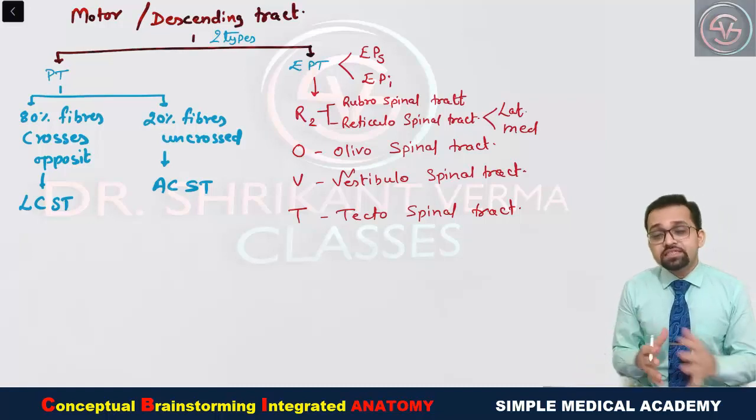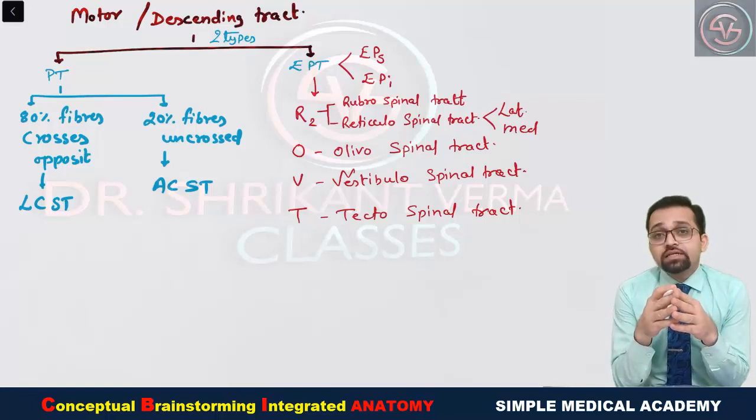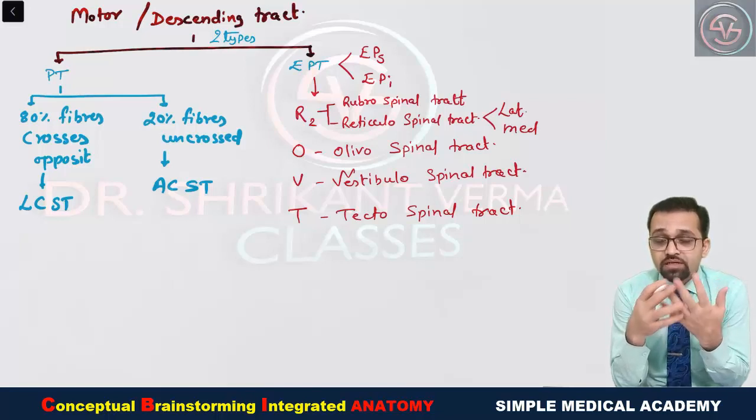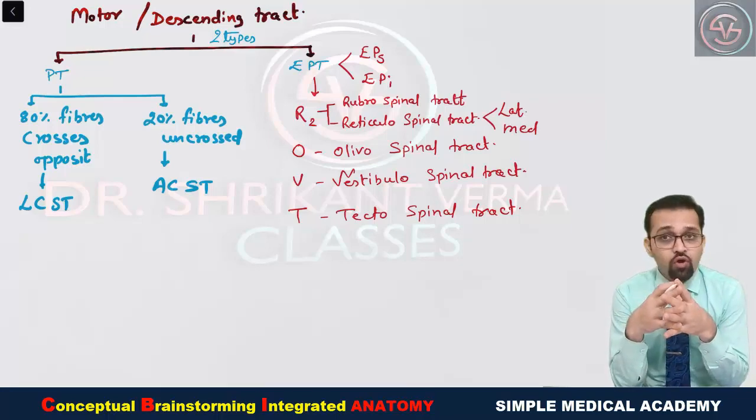So these are the various descending and motor tracts. Now we are going to see in detail the pyramidal tract, which is very important, because on the basis of the pyramidal tract description we will be able to understand upper and lower motor neuron paralysis.